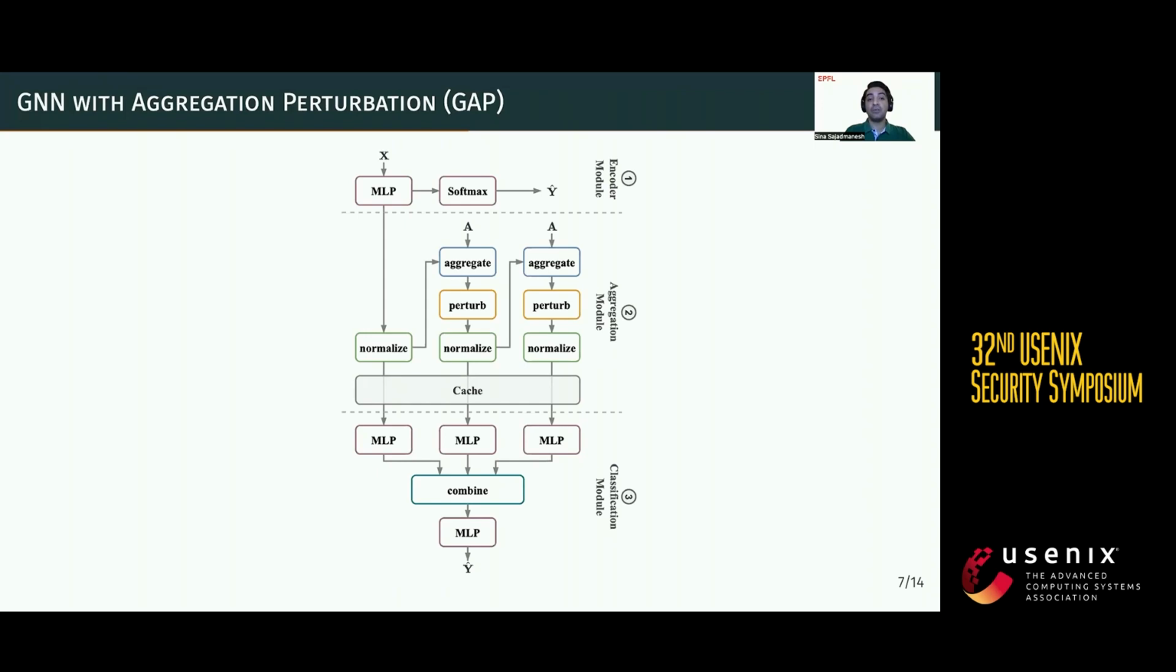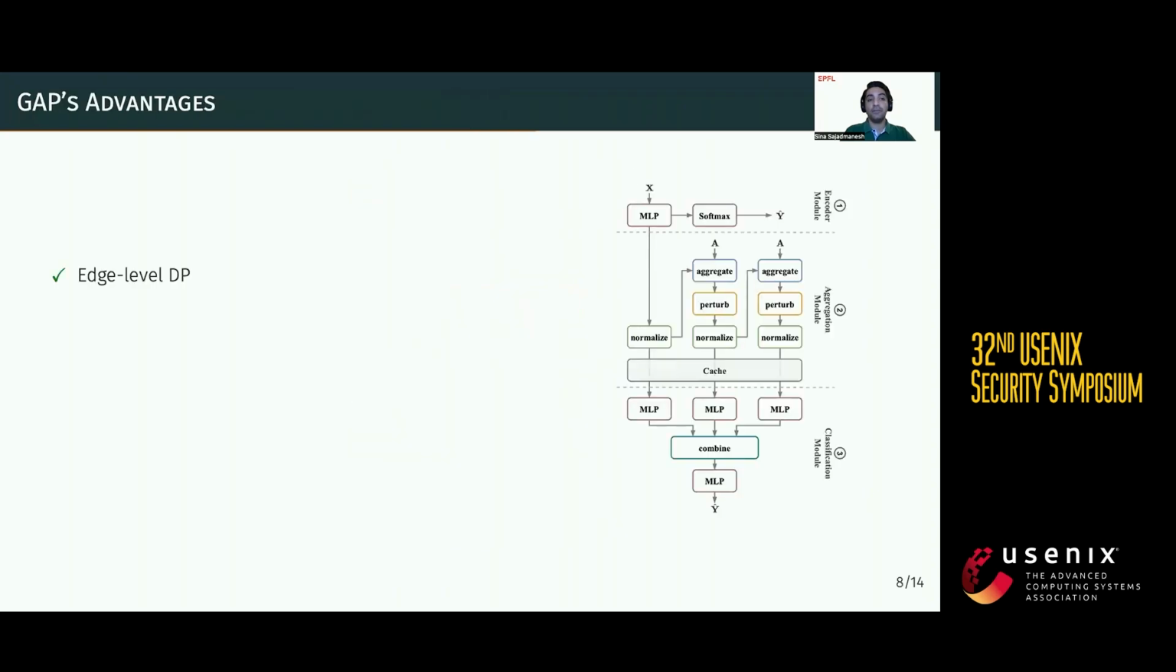Then we have the aggregation module that is just a series of normalization, aggregation, and perturbation steps that are computed once and then cached for training the classification module. And finally, the classification module is an MLP-only model that is trained using the pre-computed noisy aggregated features and node labels without further accessing the graph structure.